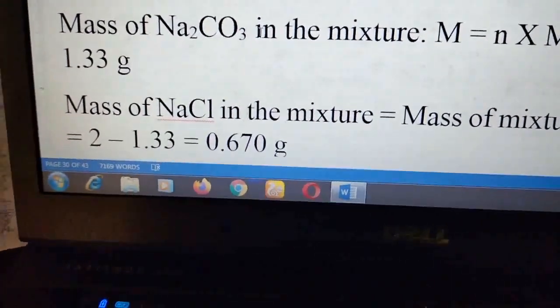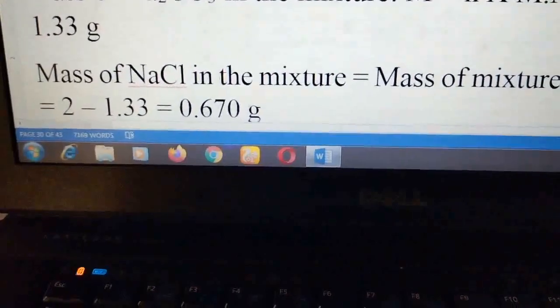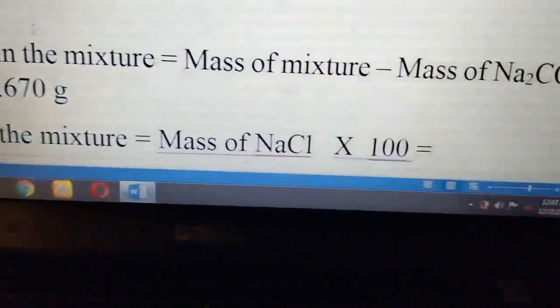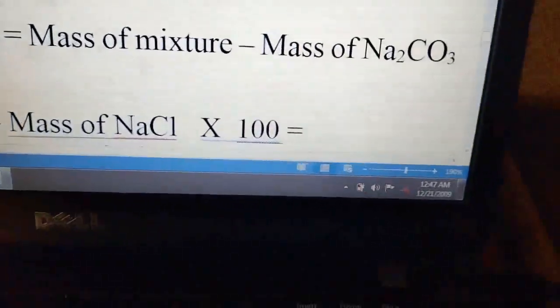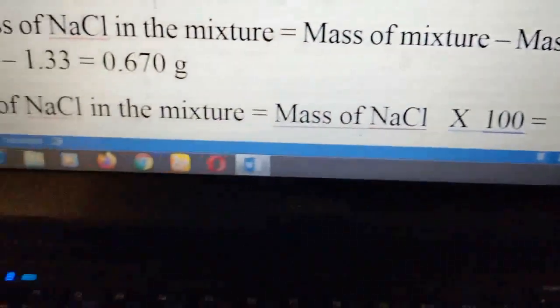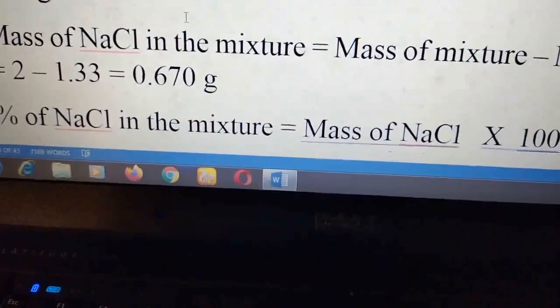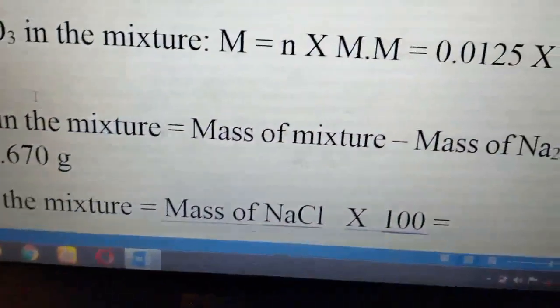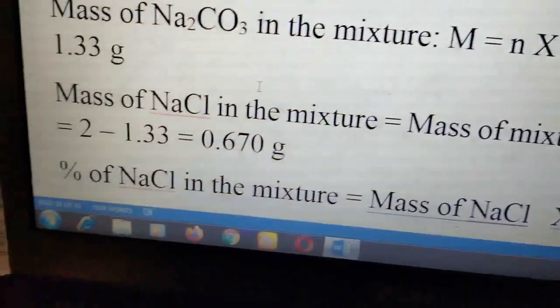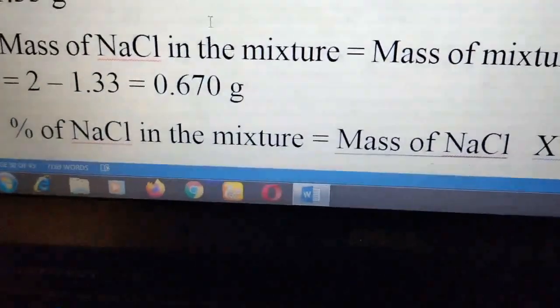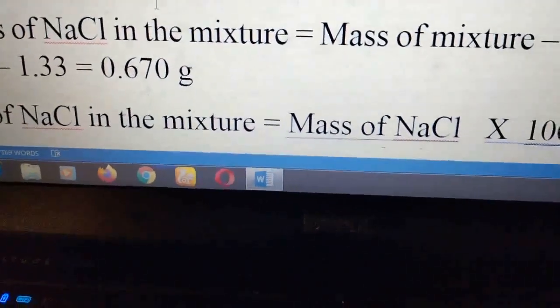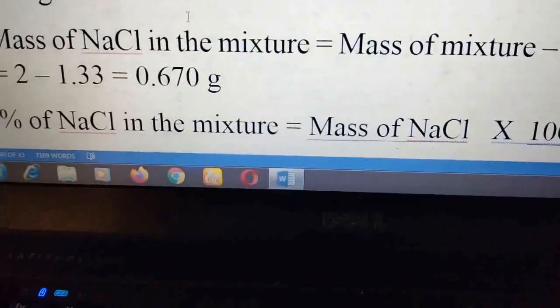the mixture. Now to find the mass of salt, common salt, in the mixture, what do we do? It will now be the mass of mixture minus the mass of sodium carbonate that reacted. The mass of mixture is given to you in the question as 2 grams, minus 1.33 grams, which is the mass of the carbonate that reacted, and that's the mass of carbonate in the mixture. So the remaining will now be the mass of sodium chloride, which is 0.670 grams of sodium chloride.